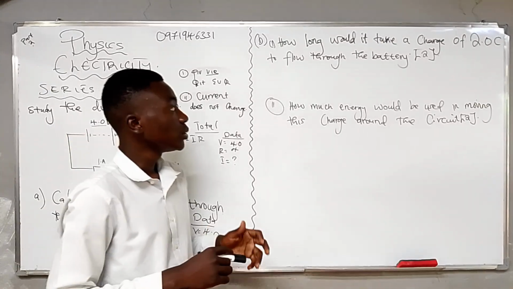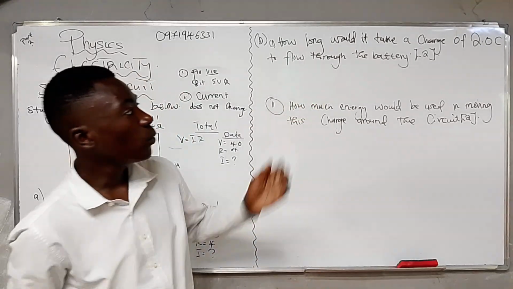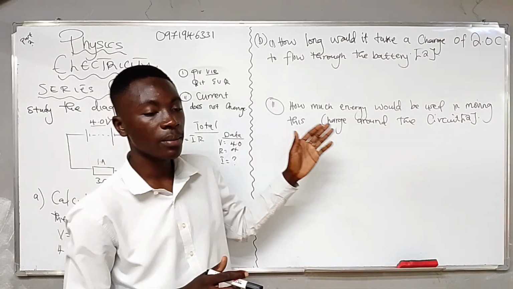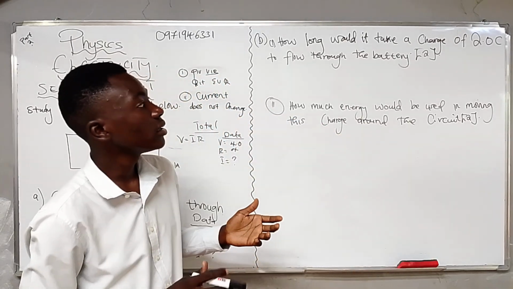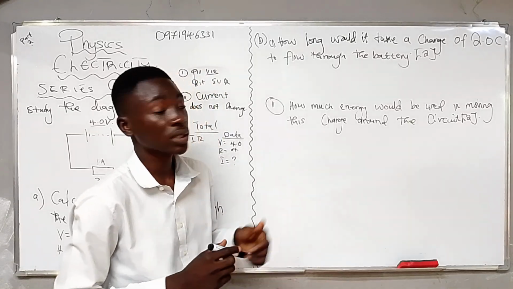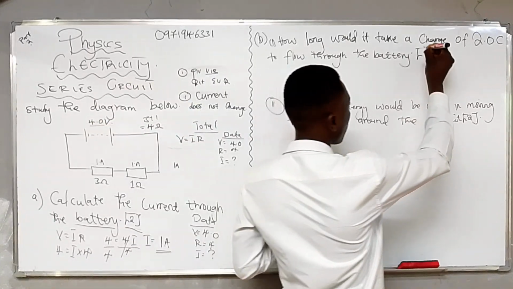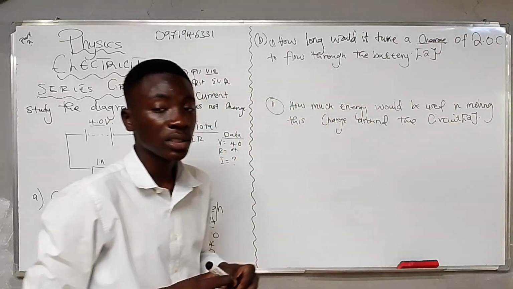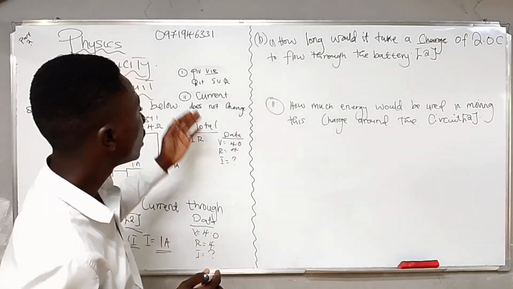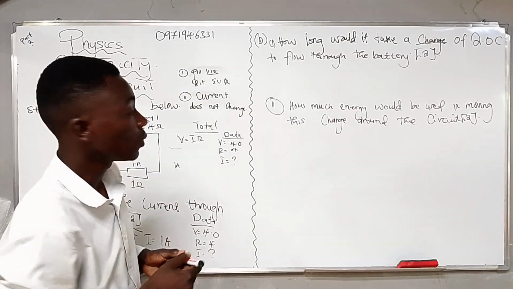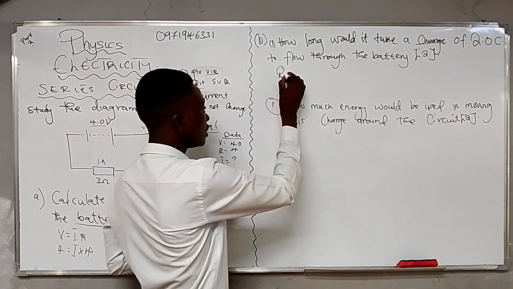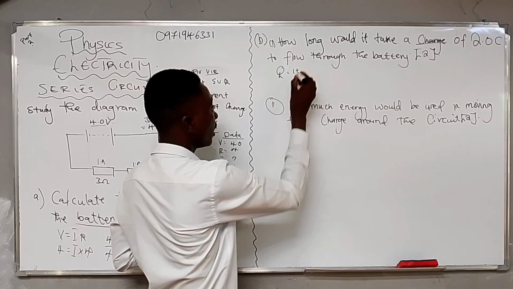Okay, moving on to the second question. How long will it take a charge of 2 coulombs to flow through the battery? Okay, so what have they talked about in this question? They have talked about charge. So since they have talked about charge, you use the formula for charge. So where do you get the formula for charge? You had PV QIt. So this Q will be your charge. So you are going to say charge is equal to current multiplied by time.